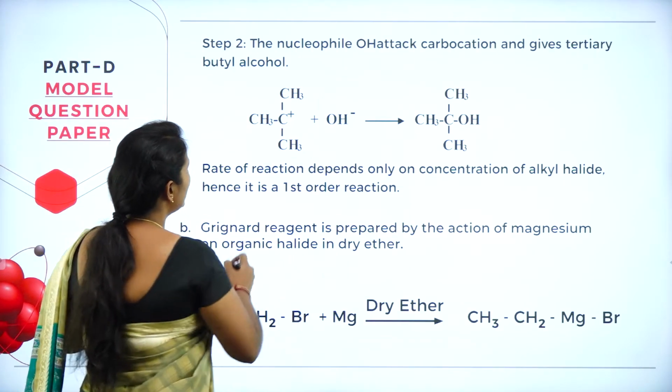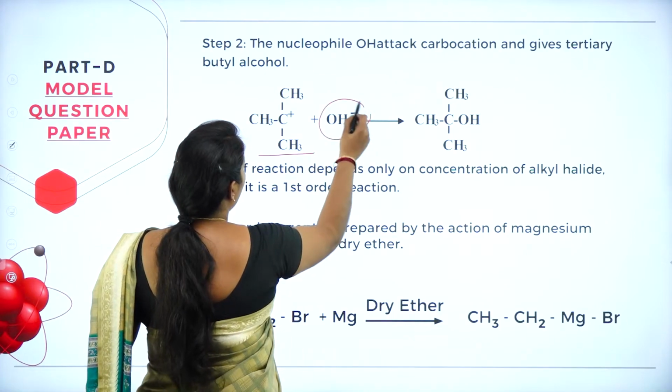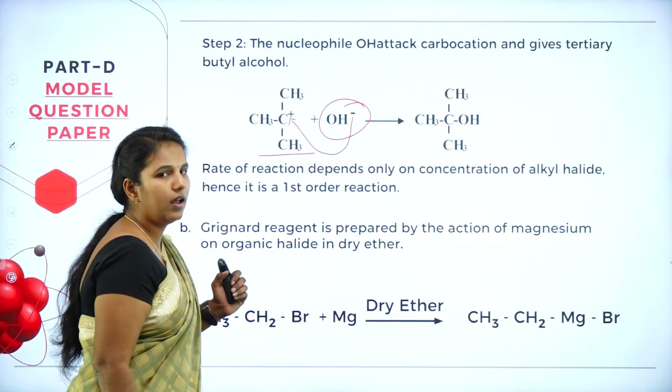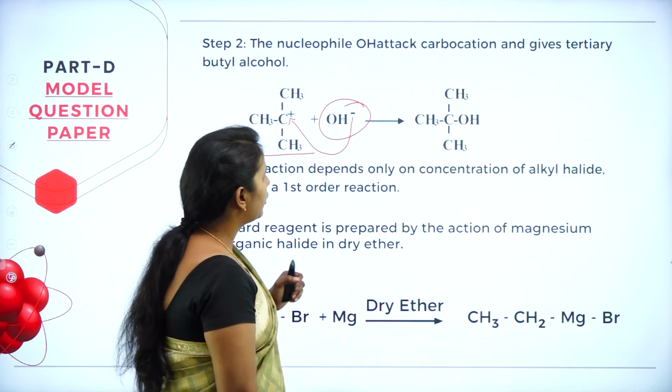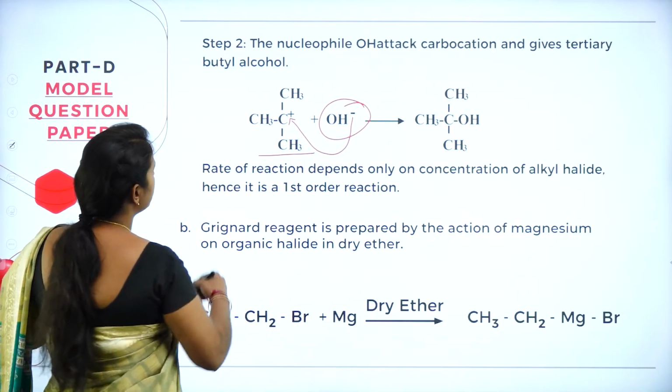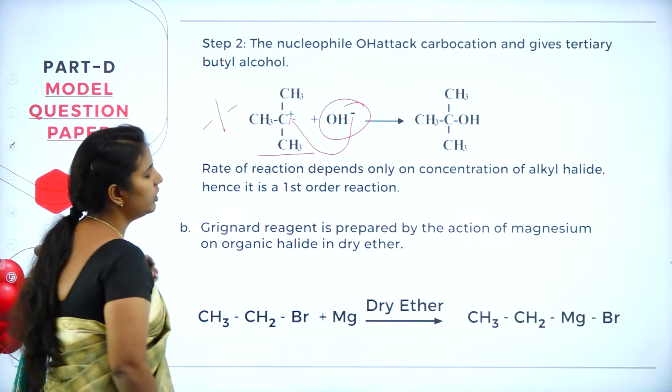So here, once it forms a carbocation, this negatively charged nucleophile goes and attacks the tertiary carbocation to form tertiary butyl alcohol. Again, for writing this second step, you will get one more mark.